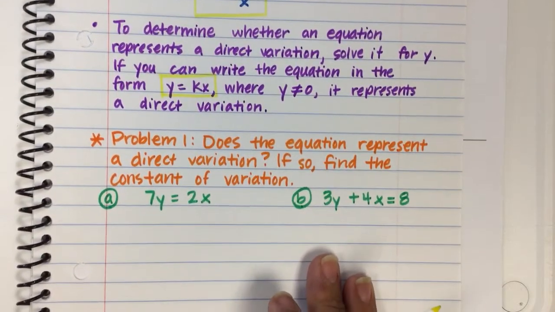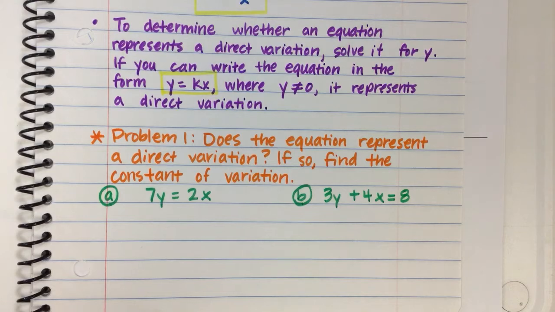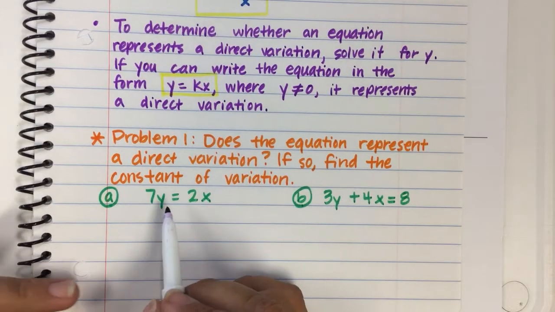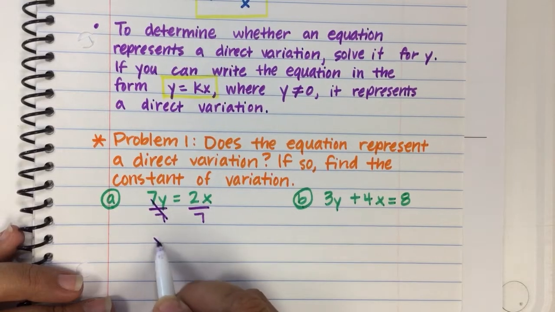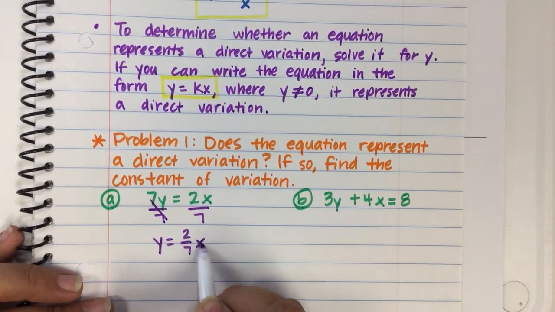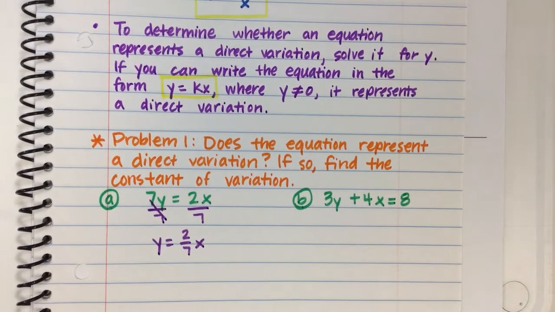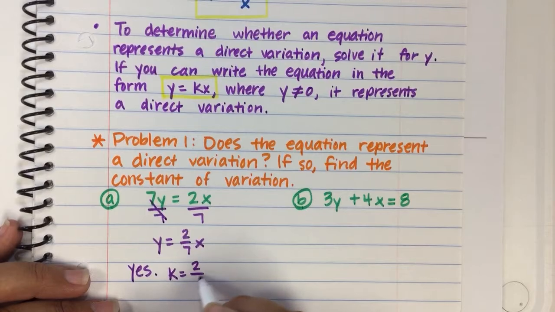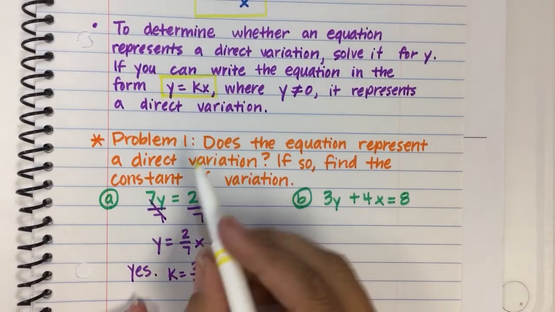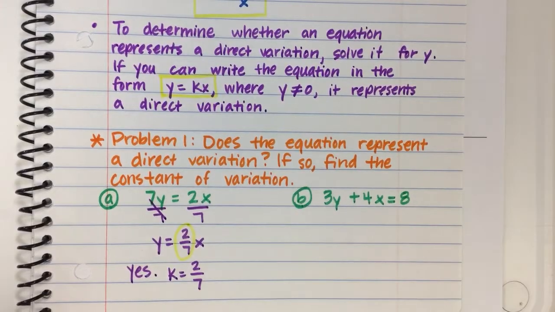All right, so problem 1 says, does the equation represent a direct variation? And if so, find the constant of variation. Well, if I solve this for y, which is what this said, I'm going to divide by 7. And I have y is equal to 2/7 x. Is that a direct variation? Is it y is equal to a number in front of x? So yes, this is a direct variation. And k is equal to 2/7, because k is always your coefficient of x, and it can be a fraction.